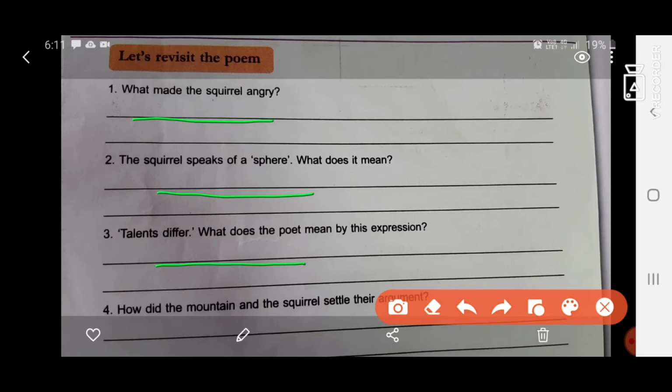Their argument was going on. At last, how did the mountain and the squirrel settle their argument or compromise?